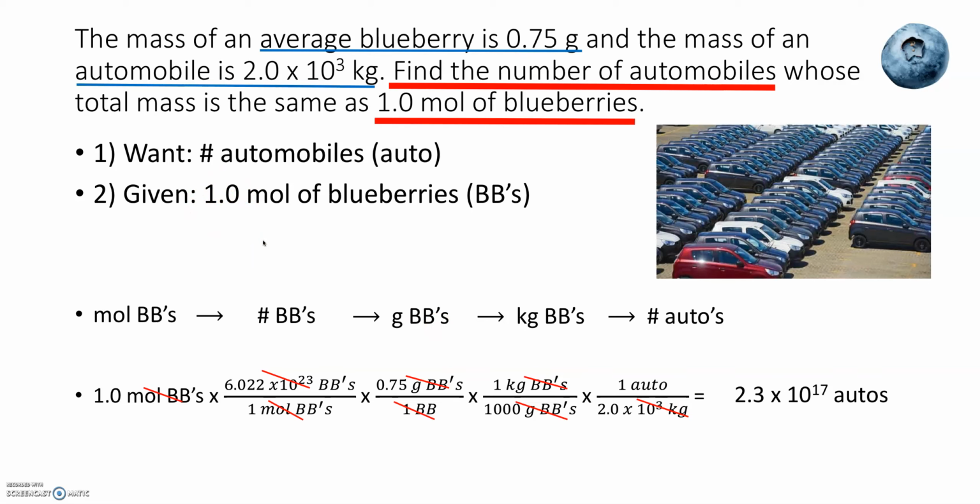So there's a lot of automobiles, right? Even though they're way heavier than blueberries, there's a lot of automobiles that would be required to be the same weight as a mole of blueberries. And why? Remember, the mole's a huge number. The difference between 10 to the 17 and 10 to the 23rd is 10 to the 6, which is 1,000,000 times bigger.